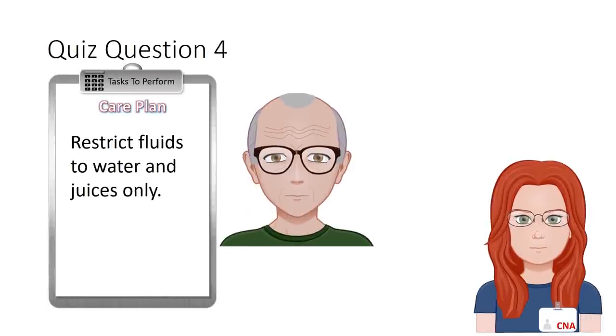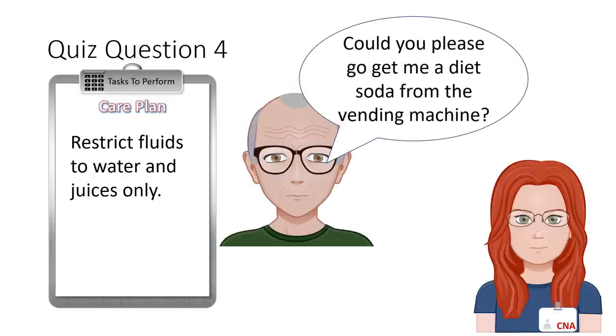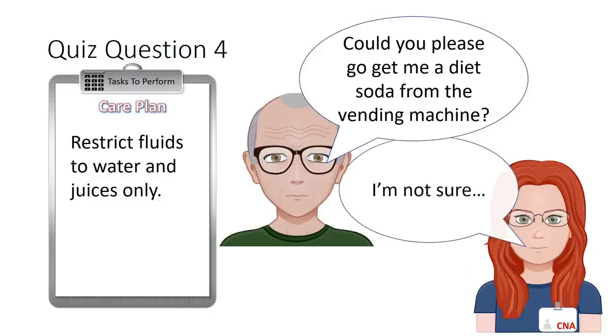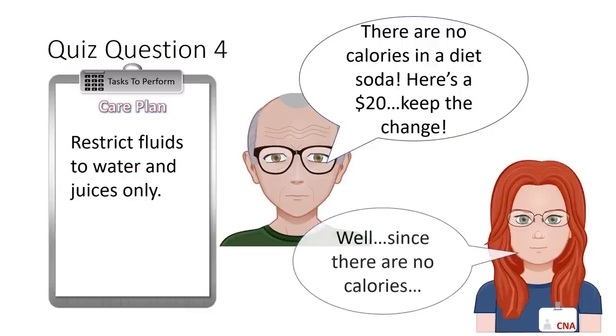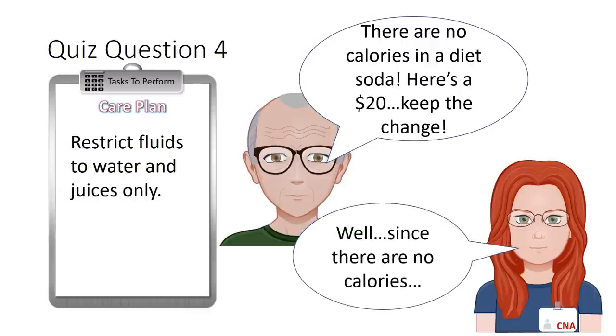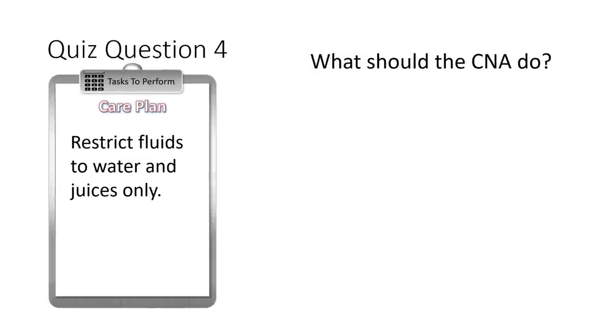The care plan calls for us to restrict fluids to water and juices only. The patient requests, "Could you please go get me a diet soda from the vending machine?" The CNA is not real sure. The patient then states, "There are no calories in a diet soda. Here's $20. Keep the change." The CNA thinks to herself, "Well, since there's no calories..." What should the CNA do?